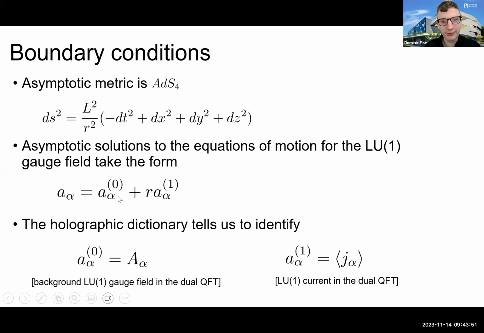So then you can just apply the usual holographic dictionary. Sorry, this should be dr squared, not dz squared. r is the radial coordinate that you introduce in the holographic spacetime. The constant part of that asymptotic solution gives you the background value of the gauge field in the dual quantum field theory, and then the sublinear part gives you the value of the current in the dual quantum field theory. So that's the usual holographic dictionary that we're familiar with.